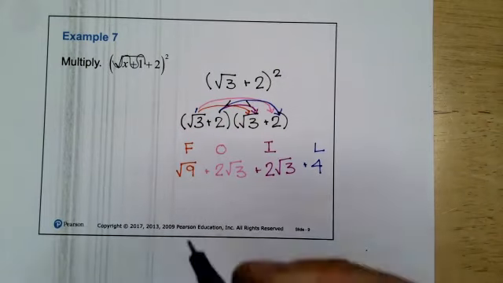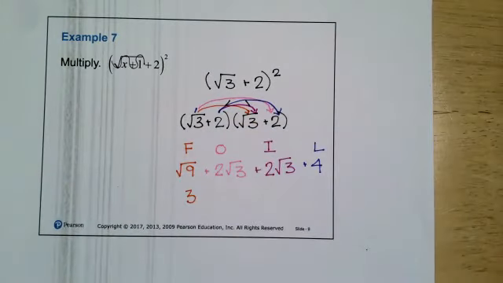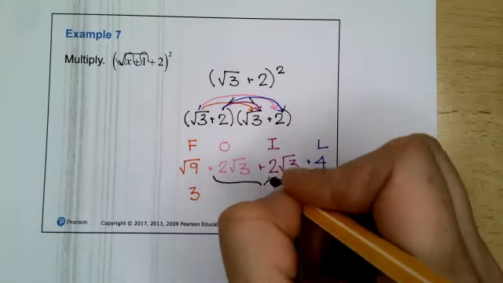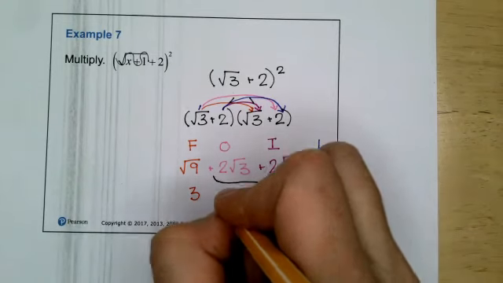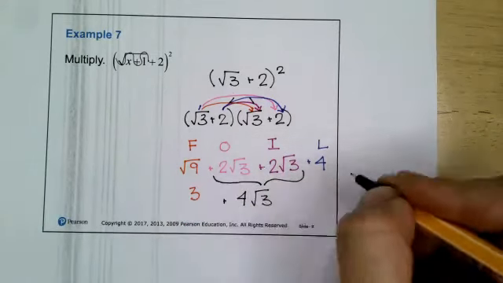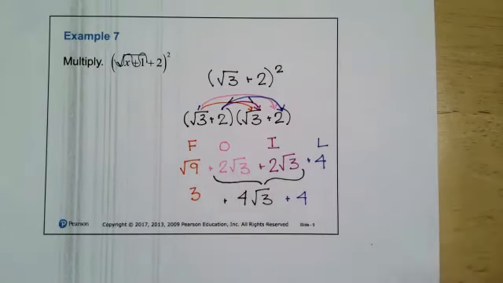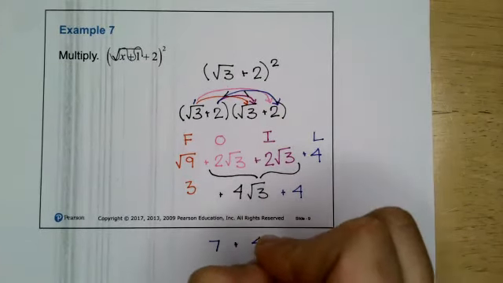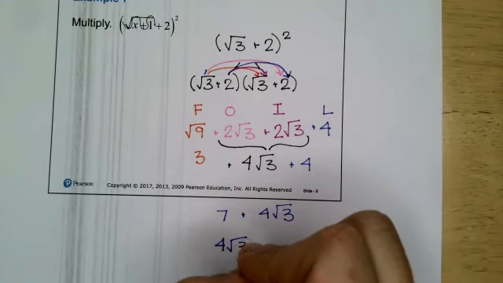Good. So the square root of 9, we know becomes 3. 2 square root of 3 and 2 square root of 3, that's the same radicand, same index, so we call it 4 square root of 3 plus 4. Good. So our answer is 7 plus 4 square root of 3, or 4 square root of 3 plus 7.